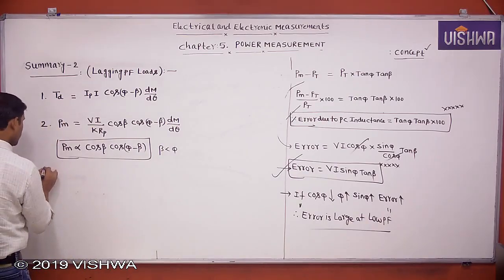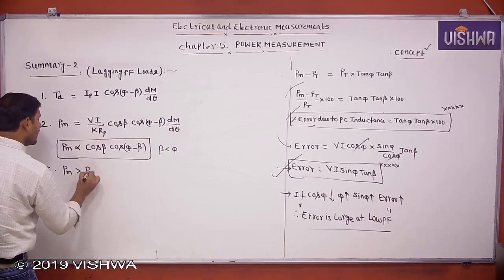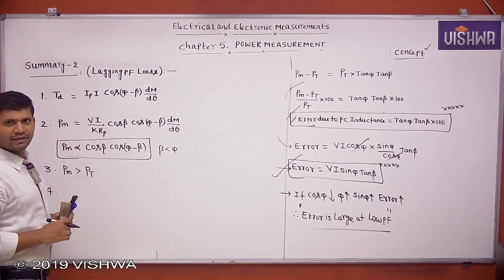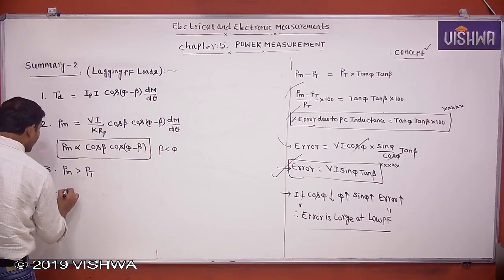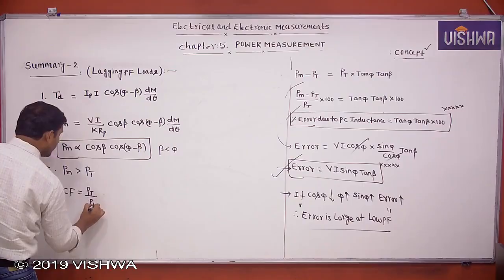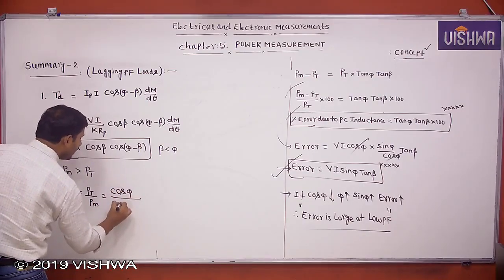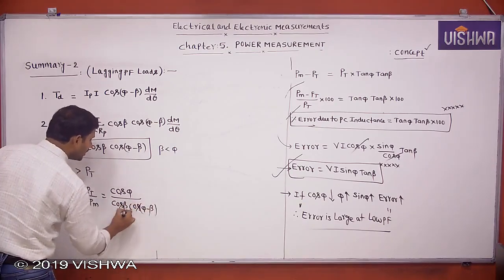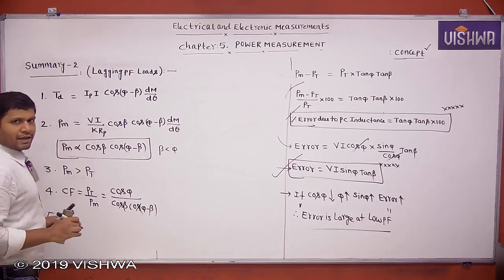Next, for lagging power factor loads, measured power is greater than the true power. The proof also already given. Then, what is the correction factor? Correction factor equal to true power by measured power. That is cos pi by cos beta into cos of pi minus beta. This formula, the derivation, I already gave. That is the correction factor.